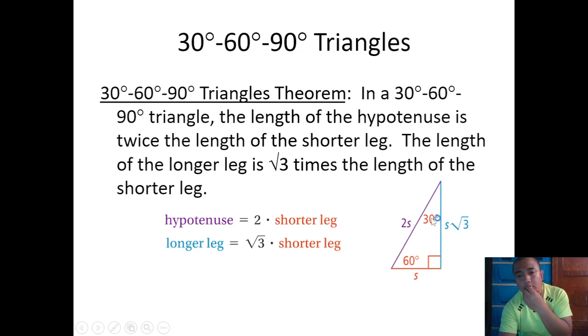The shorter leg is actually the one opposite the 30 degree angle. So, this is s. The length of the hypotenuse is 2s. And the length of the longer leg is square root of 3 times the length of the shorter leg. So, the shorter leg is s. Therefore, the length of the longer leg is s square root of 3.